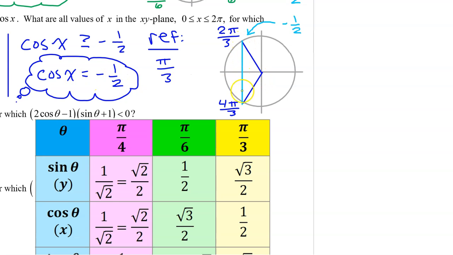So this blue line right here represents a horizontal displacement of -1/2. We are looking for where cosine x, the horizontal displacement, is greater than or equal to -1/2. So we are looking for the angles where the horizontal displacement is to the right of this blue line.